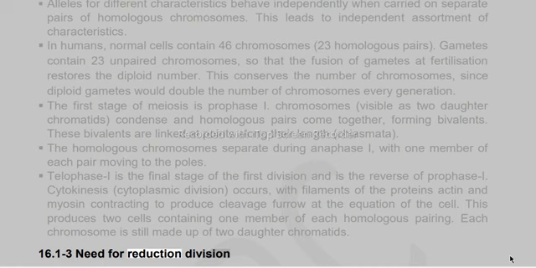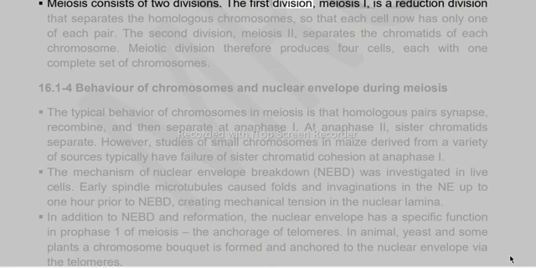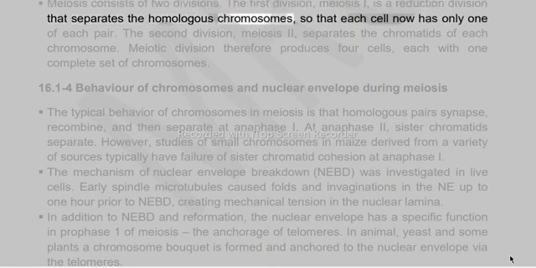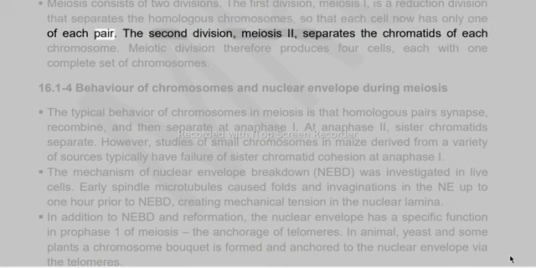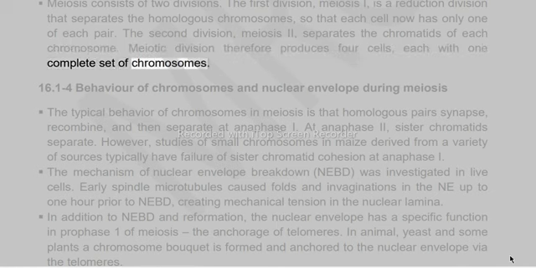16.1.3 Need for reduction division. Meiosis consists of two divisions. The first division, meiosis I, is a reduction division that separates the homologous chromosomes, so that each cell now has only one of each pair. The second division, meiosis II, separates the chromatids of each chromosome. Meiotic division therefore produces 4 cells, each with one complete set of chromosomes.